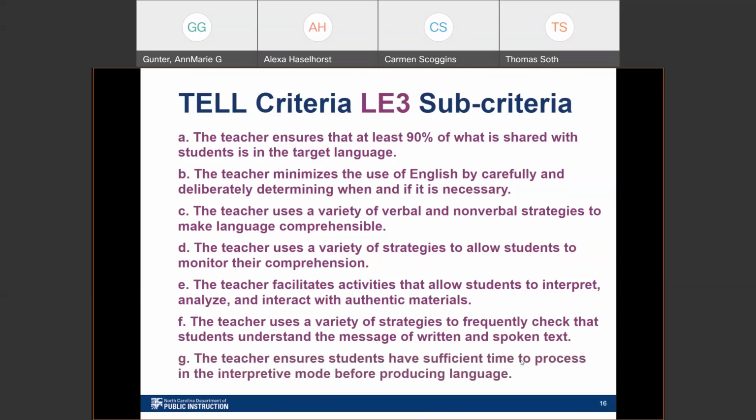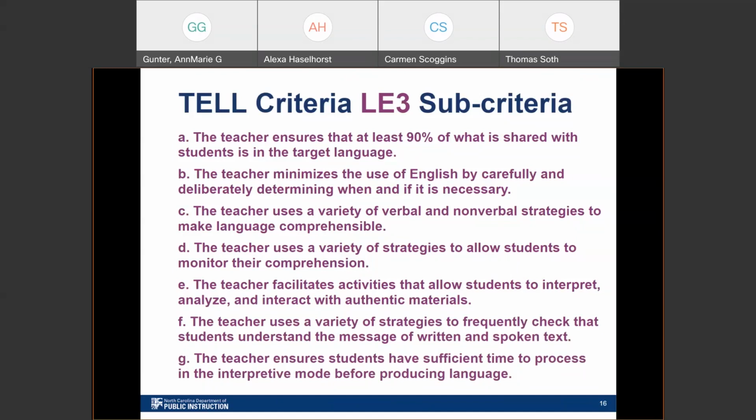And finally, G. The teacher ensures students have sufficient time to process in that interpretive mode before producing language. We know as world language specialists that it is easier to work on the receptive skills, those things that you hear, you see, or you read, before you start producing any language that you might have to speak or sign or present in some fashion. So that's important to consider because everyone needs time to process.